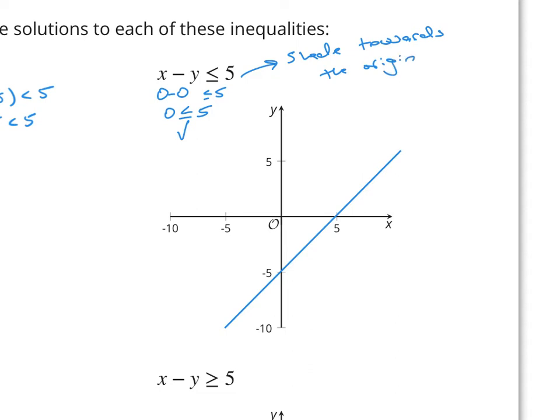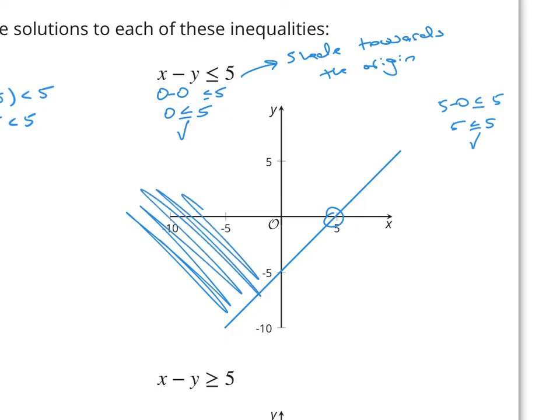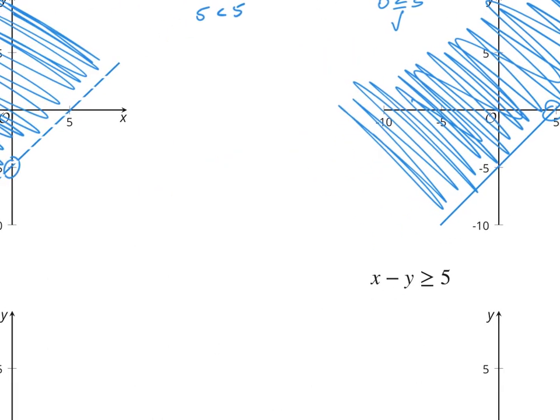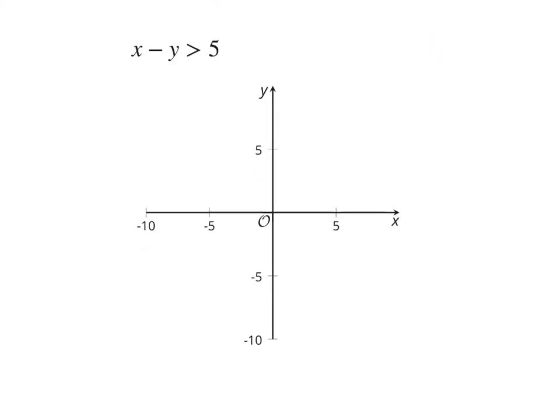And then I need to determine if I have a solid or a dashed line. So this time I'm going to use positive 5, 0 as my solution test. So 5 minus 0, is that less than or equal to 5? And I see that yes, indeed, it is less than or equal to 5. So that means the numbers on my line will be solutions. So I can leave that as solid. And then I'm just going to shade towards the origin. Okay, let's take a look at the next one.